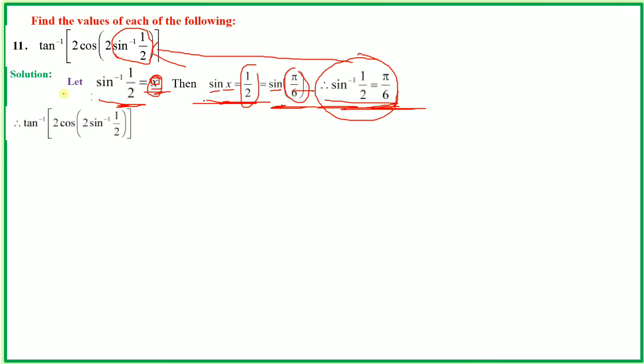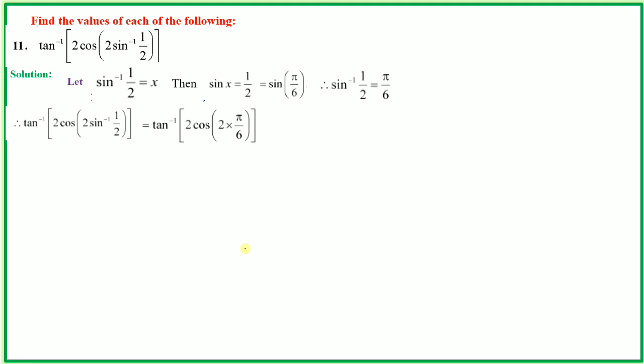Now tan inverse, the question is tan inverse 2 cos 2 sin inverse 1 by 2. Equals tan inverse 2 cos as it is, 2 into sin inverse 1 by 2, which is pi by 6. So 2 threes are 6, so tan inverse 2 cos pi by 3. Now cos pi by 3 is 1 by 2. So tan inverse 2 in this value of cos pi by 3, 1 by 2.